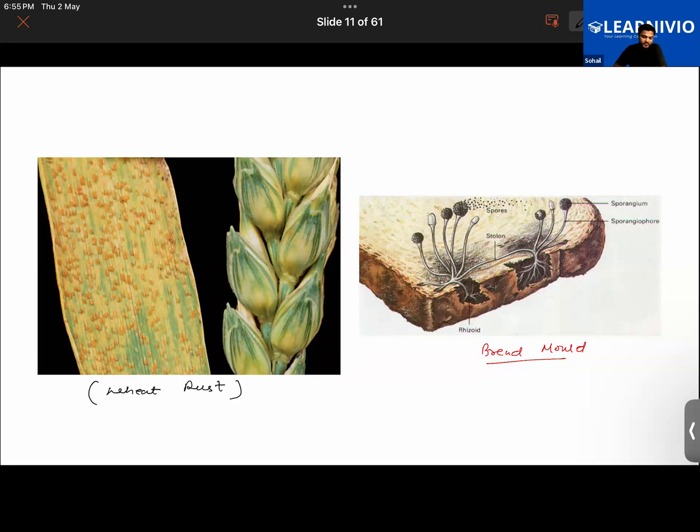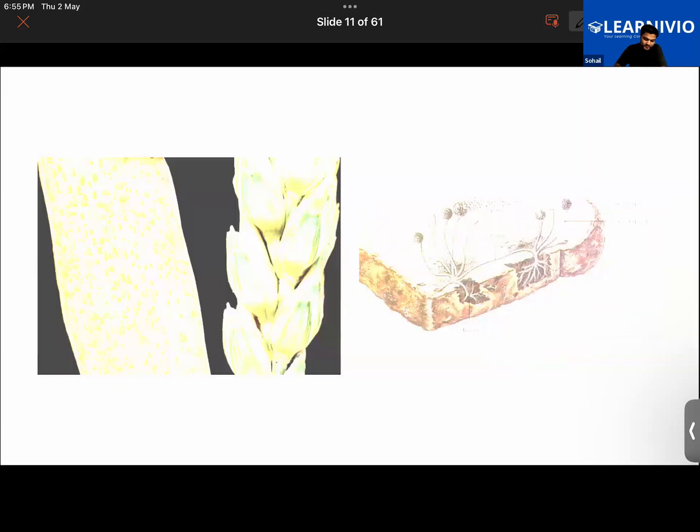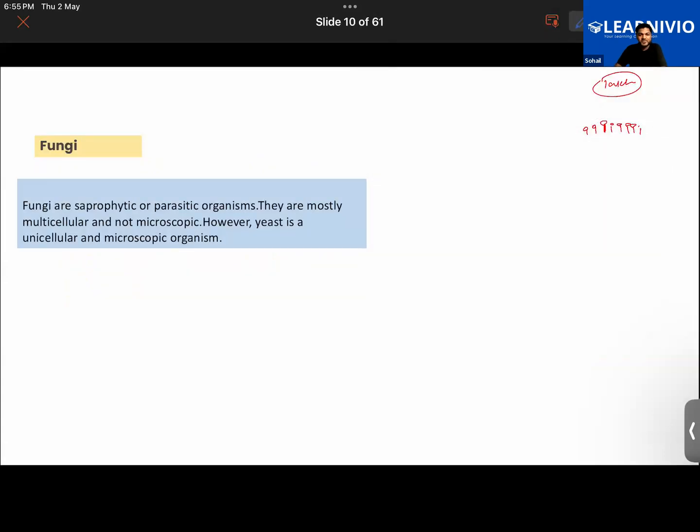So what points have we discussed so far? Fungi are a large group of organisms which do not have chlorophyll in them. I suppose all of you know what chlorophyll is, right? Yes, sir. So they don't have chlorophyll in them. No chlorophyll means that they do not perform photosynthesis.